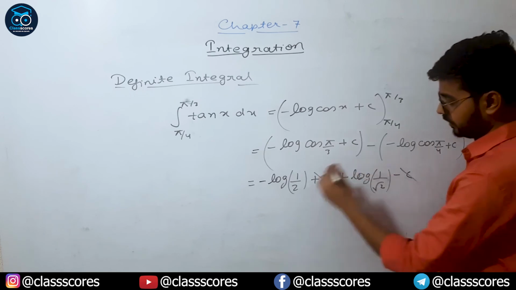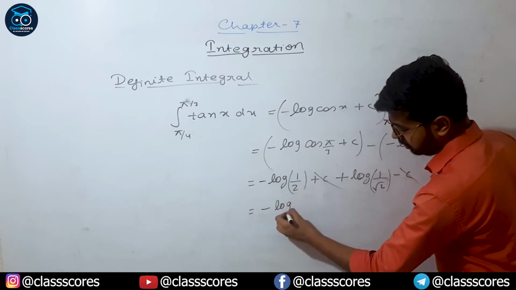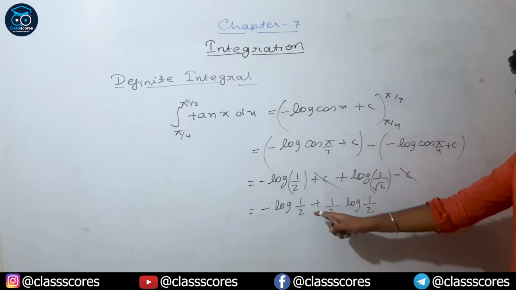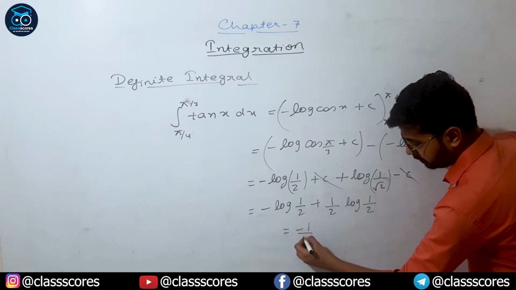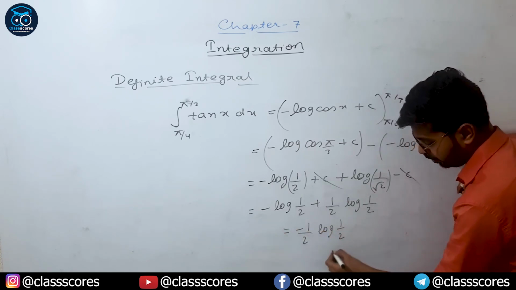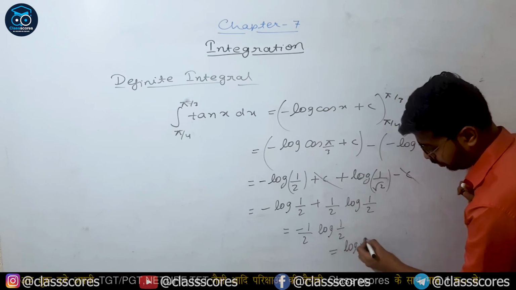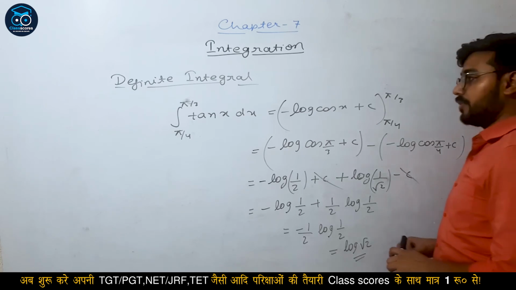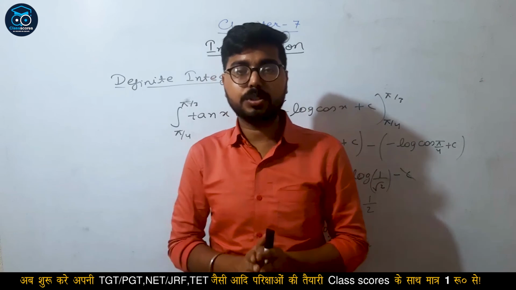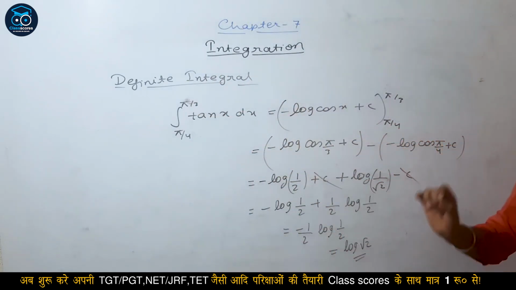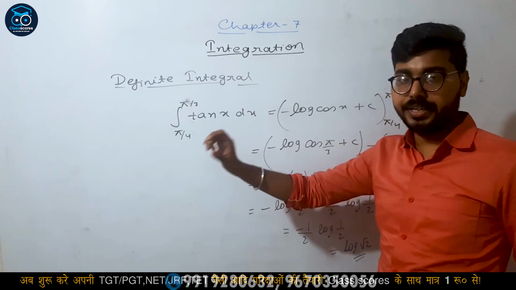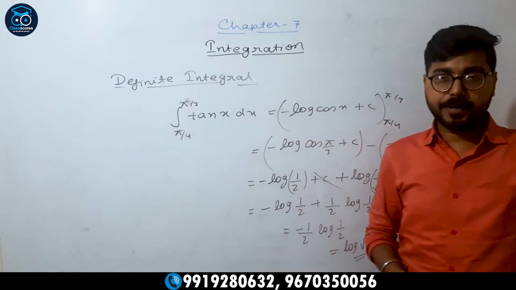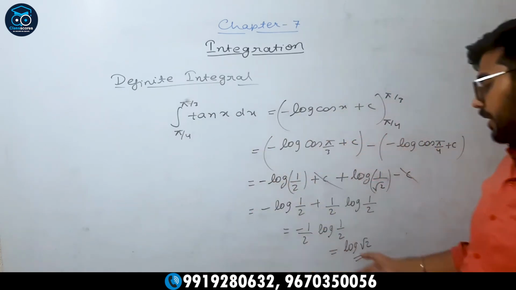So when we simplify this function, we get minus log 1 by 2 plus 1 by 2 log 1 by 2. We get minus 1 by 2 log 1 by 2, or we can say log root 2. So this is our final answer. So definite integration is almost the same as the indefinite integration. The only thing is at the end of the definite integration, we just need to substitute the limit, upper limit minus lower limit, and we get the answer.